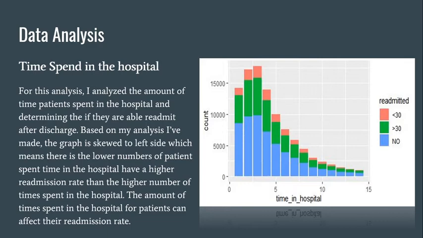What I found interesting is that the graph is skewed to the left side. It increases and then it decreases over time, and it's based on the numbers versus time spent in the hospital. So I thought that was really interesting to find out the amount of time spent in the hospital, which also has an effect on readmission rate.